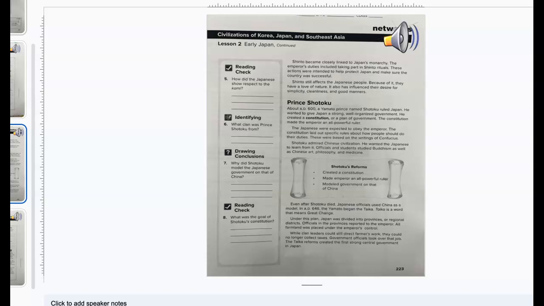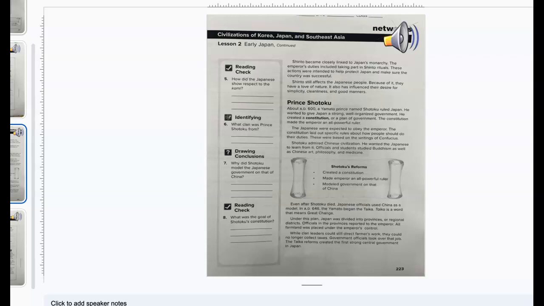The constitution made the emperor an all-powerful ruler. The Japanese were expected to obey the emperor. The constitution laid out specific rules about how people should do their duties. They were based on the writings of Confucius.